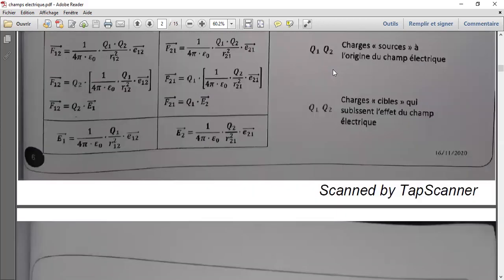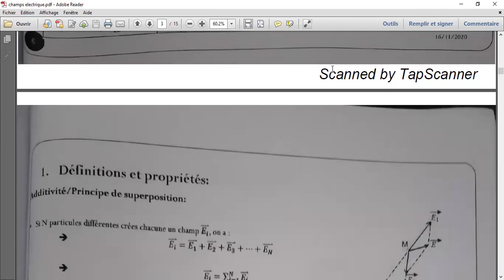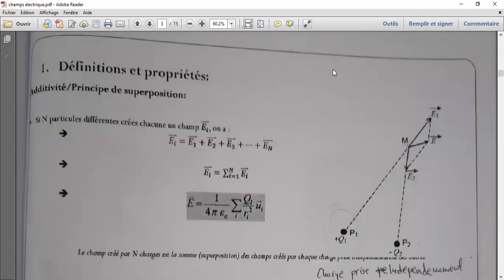I don't know if there's anyone else with any question. If there's no question, we're going to continue. We're going to look at additivité ou bien principe de superposition. So additivité or principle of superposition. When I talk about the principle of superposition, I'm just talking about the addition of the champ electric.